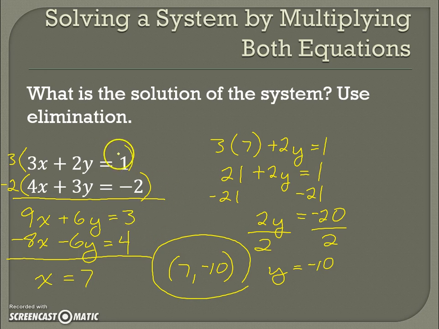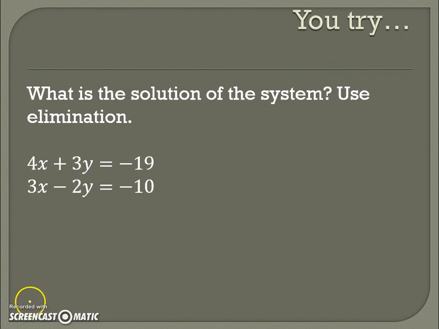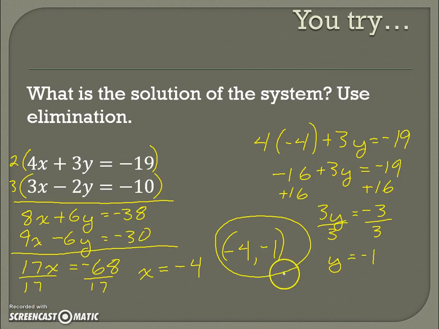All right, so that's multiplying both equations to get something that will eliminate. You could have gone after the x. You could have multiplied this by 4 and this by 3, and it would have done the same thing. You'd still get the same answers for this. So let's take a look at one for you to try. The answer will be up in 3, 2, 1. All right, here are the answers I got. Hopefully you got the same thing. If not, go back and check.